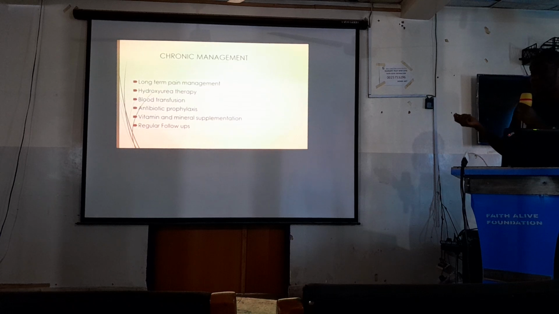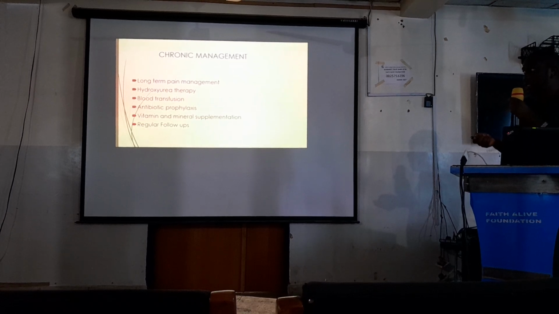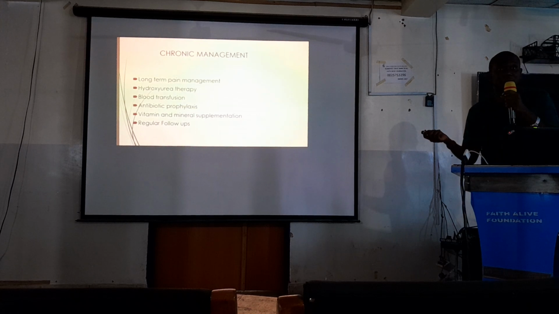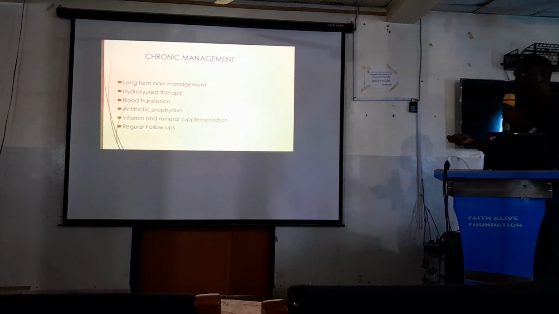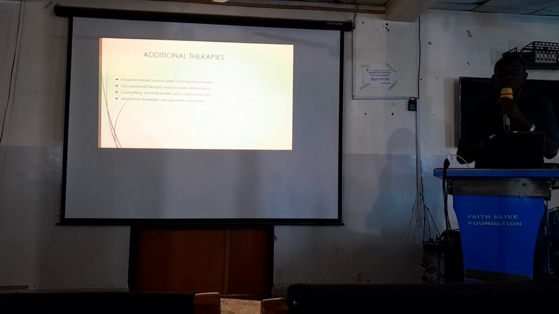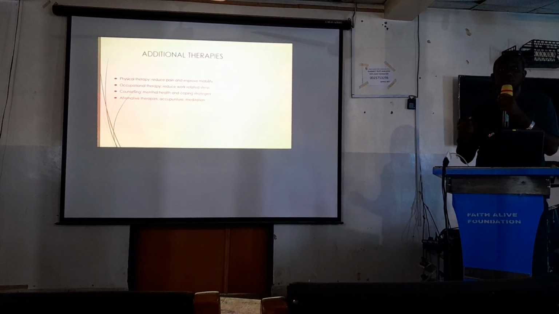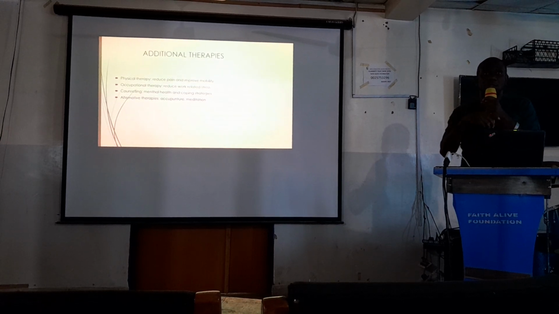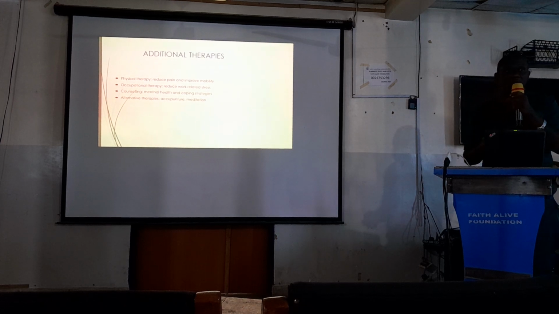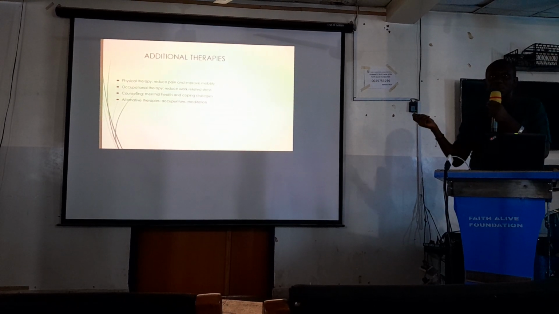Antibiotic prophylaxis, we know most of them have functional asplenia, so you need to give prophylaxis, penicillins in particular. Then vitamin and mineral supplementation, regular follow-up clinic visits, so you get their counts and all. So we have additional therapy, physiotherapy to reduce pain from the joint issues they suffer. You have occupational therapy as it relates to their job. If it's so stressful, you have to counsel them on an alternative job, or probably talk with their employer to give them waivers on activity.